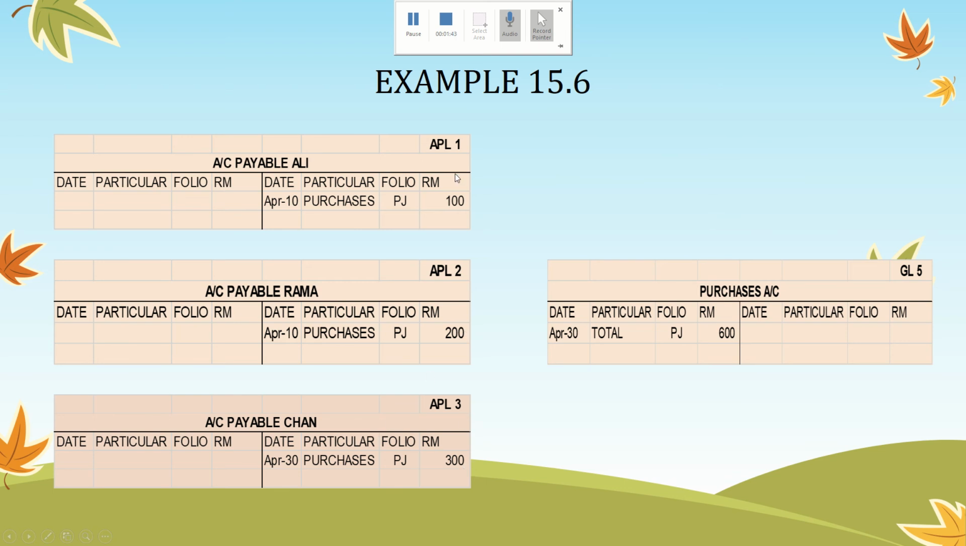So all the account payables will be credited because the amount of liability increases. Increase in liability is normally credit. And for the purchase account, the total amount of credit purchases is 600 ringgit and will be debited because the amount of expenses increases. So increase in expense, debit.